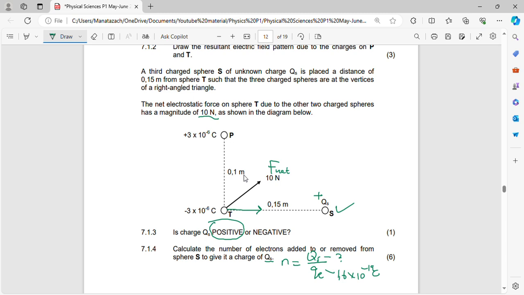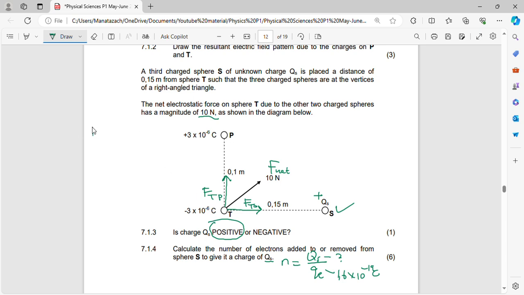So the first thing we will do here, looking at this question, we have the net force of 10 Newton. So we'll calculate this force here, the force of attraction between T and S. Let's call it FTS. And then we'll calculate the other force of attraction between P and T. So let's call it FTP.